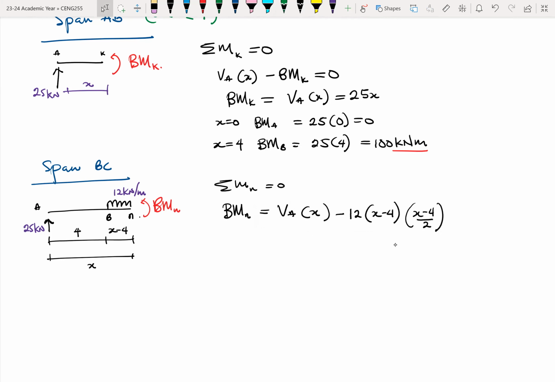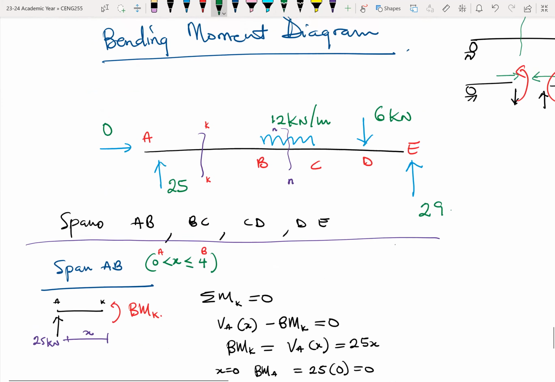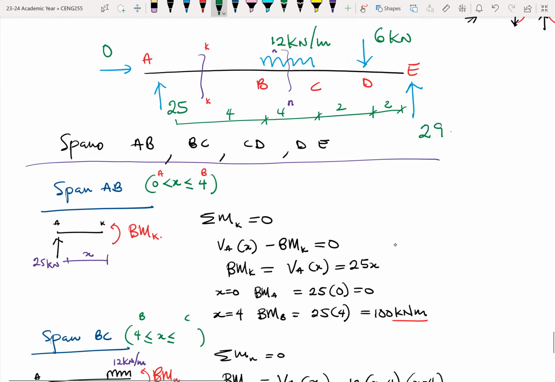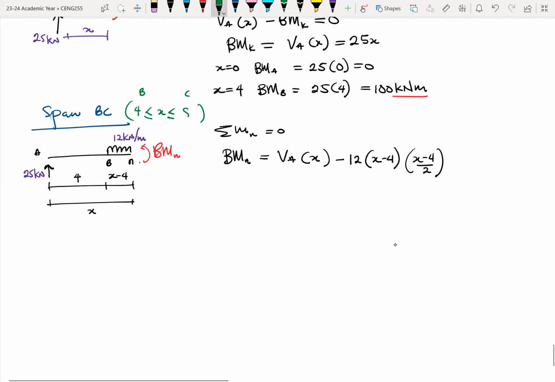So in this case, our limits for X will lie between B and then C, because at this point we are dealing with B and C. So at B, X is 4, and at C, X is what? I didn't write those earlier, let me just put them here again. This is 4, 4, 2, 2. So at B is 4, and at C is 8 meters.